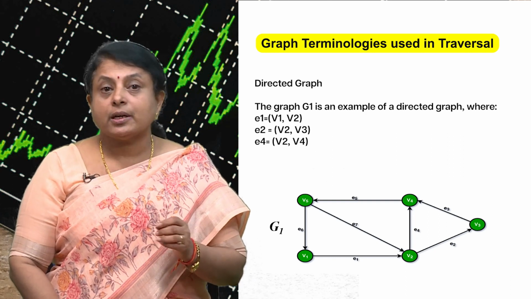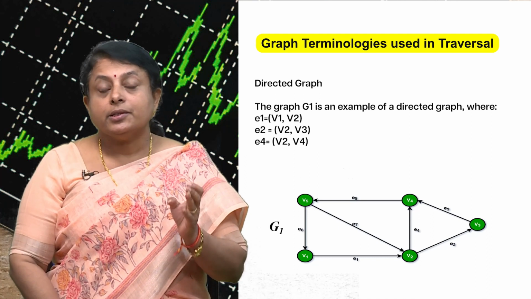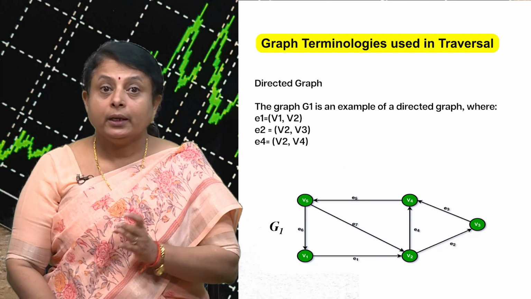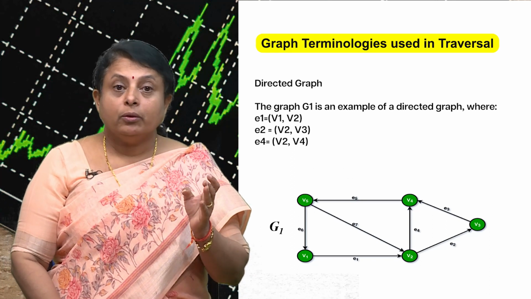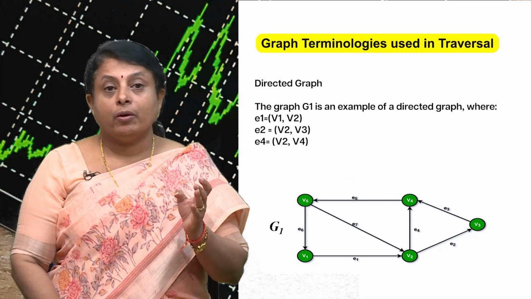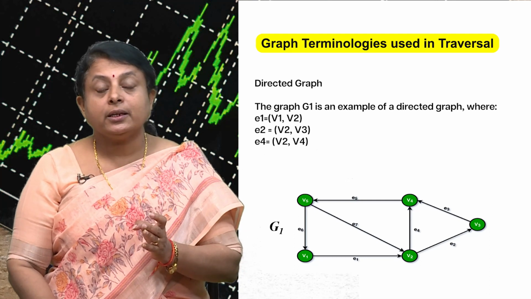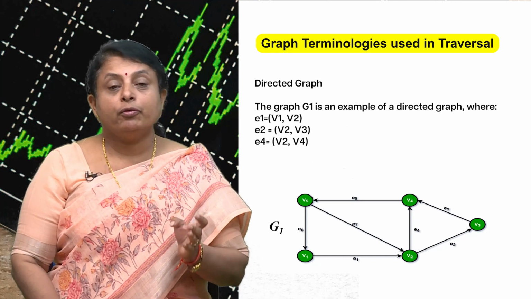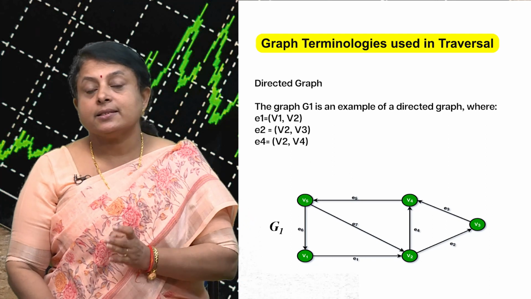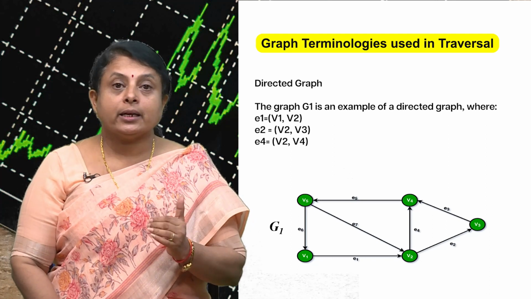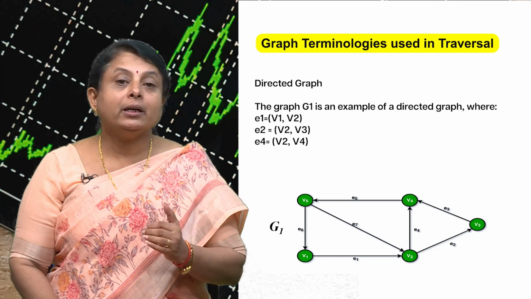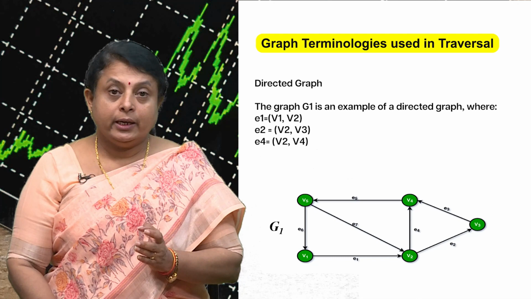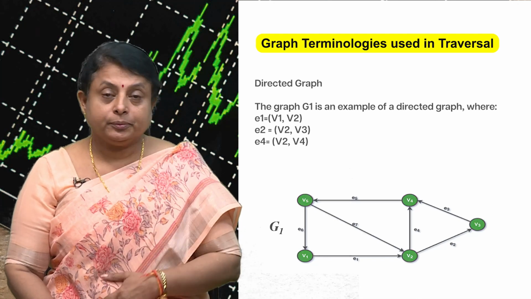For example, E1 is starting from the vertex V1 and is ending at vertex V2. For E2, the vertex V2 is the starting node of the edge E2 and vertex V3 is the ending vertex of the edge E2. Similarly, E4 starts from V2 and ends at V4. So, using the direction of the arrow, it can be determined which is the starting node and which is the ending node of any edge in the case of a directed graph.